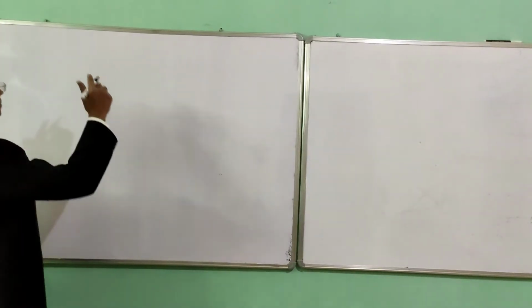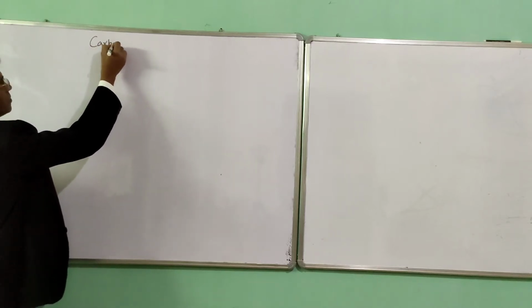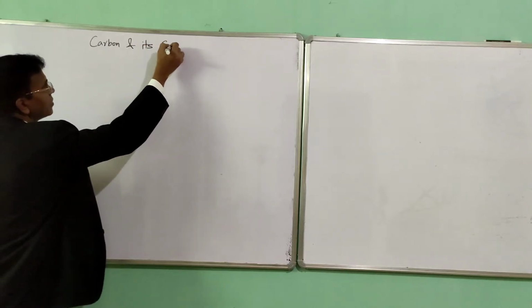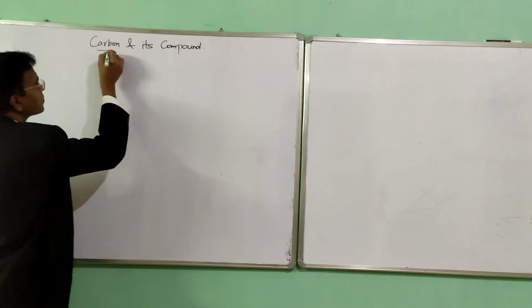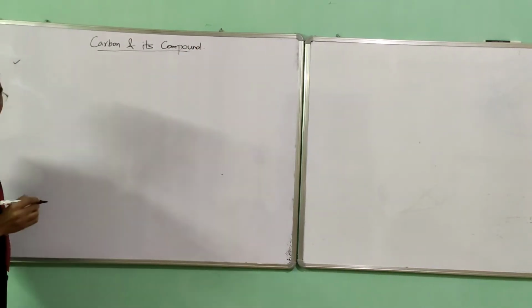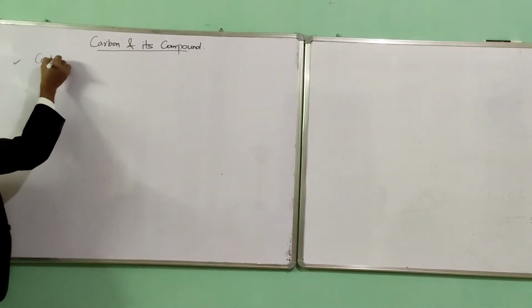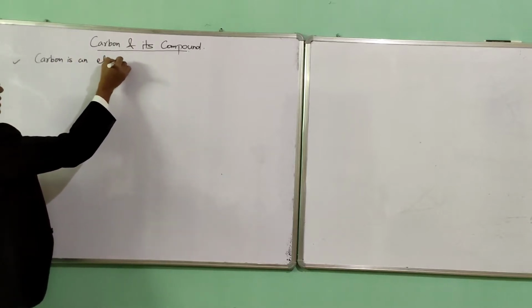So the first point is, the chapter is Carbon and its Compounds. Carbon is an element.